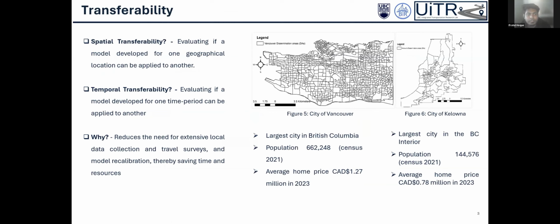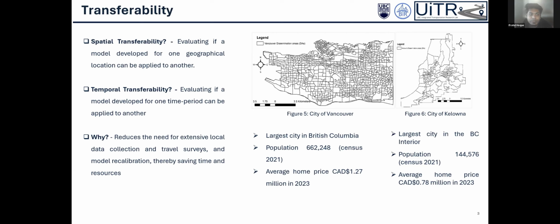So for this study, in testing spatial transferability, we will be focusing on the city of Vancouver and the city of Kelowna. And we have developed a model for Vancouver. For temporal transferability, we will be testing different time periods in Vancouver. And for spatial transferability, we will test if the model developed for Vancouver can be applied to Kelowna.